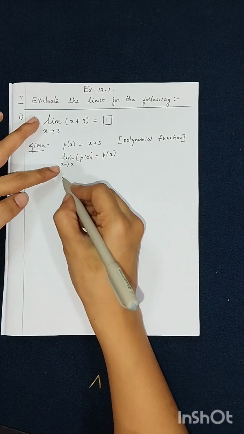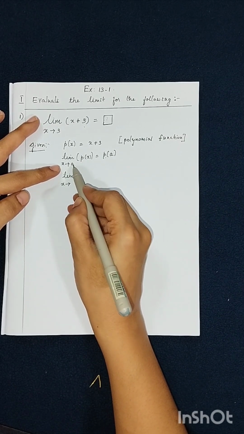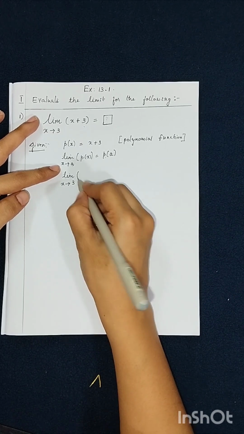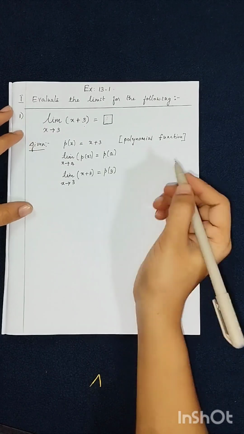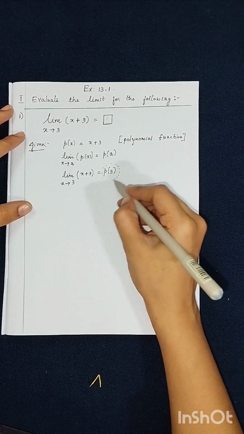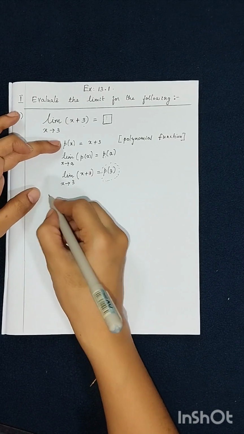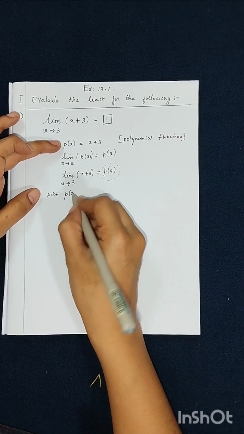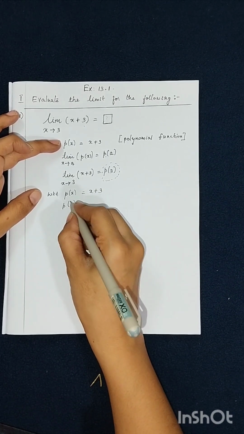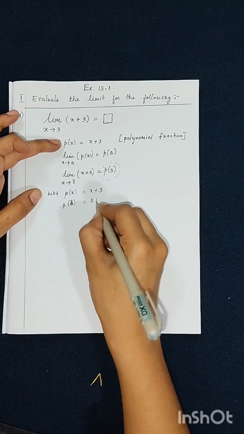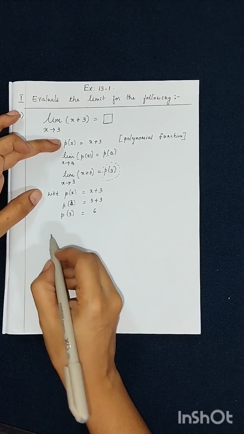Now if you compare the given and the statement, limit x tends to, in the place of a we have 3, in the place of p of x we have x plus 3 is equal to p of 3. Now our aim is to find this p of 3. How do we get p of 3? From the given function, right? So we know that p of x is equal to x plus 3. So p of a will be, that is p of 3. P of 3 will be 3 plus 3. So therefore p of 3 will be equal to 6.